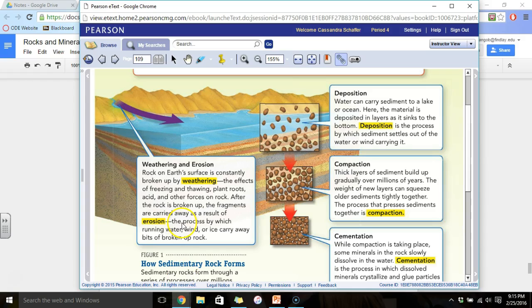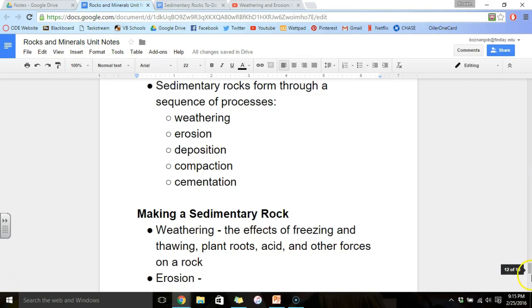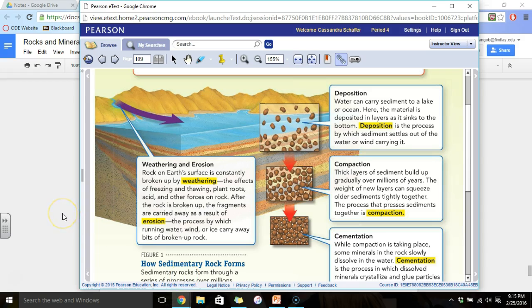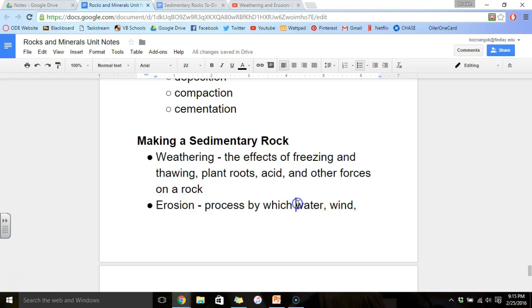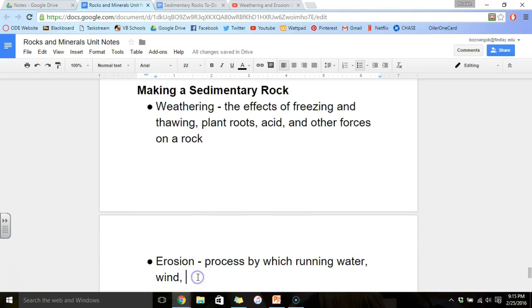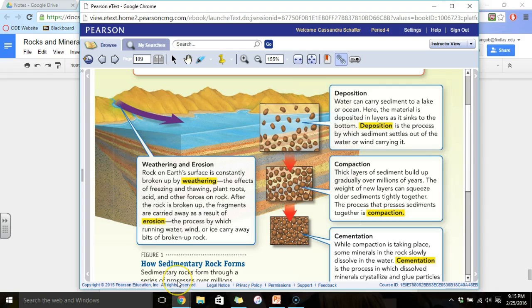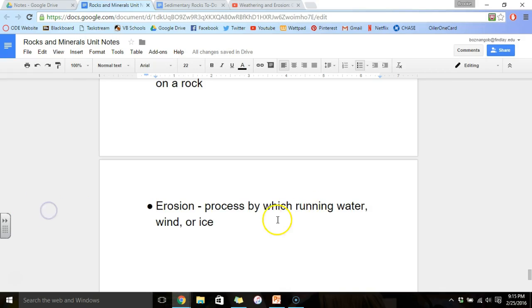And erosion, according to our book, is the process by which running water, wind, or ice carry away bits of broken up rock. So it is a process by which running water, wind, or ice carry away bits of broken up rock. So that's what erosion is, weathering and erosion.